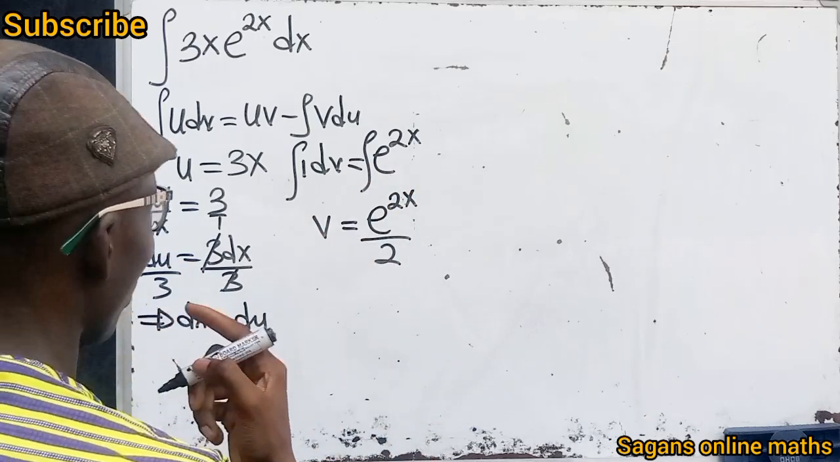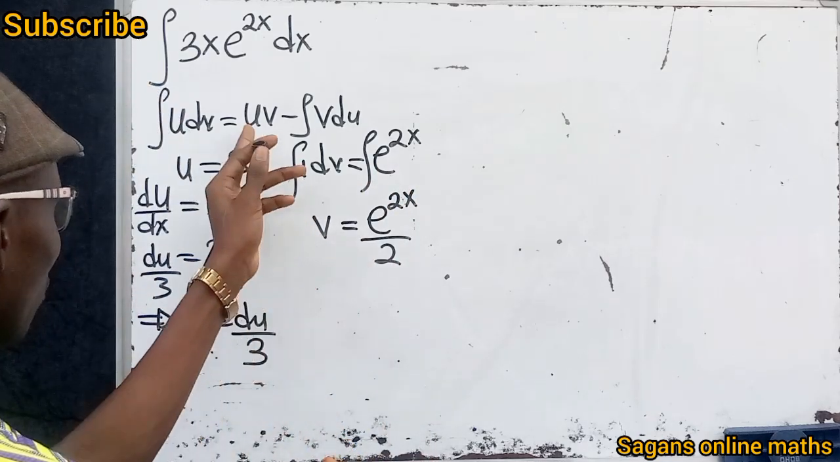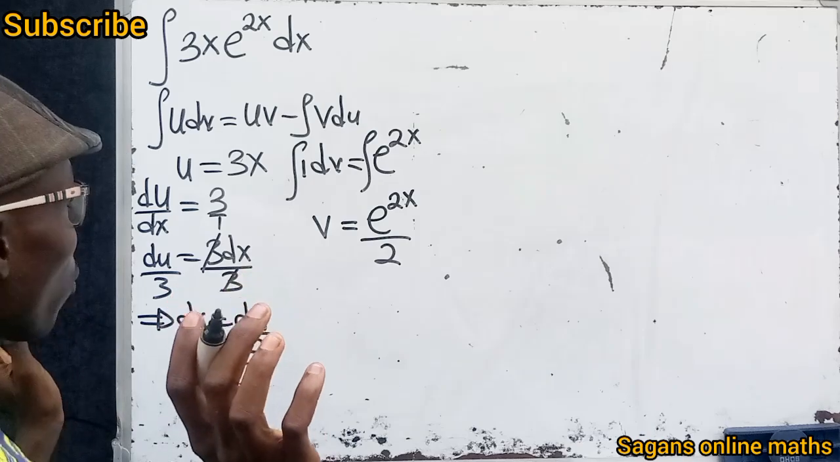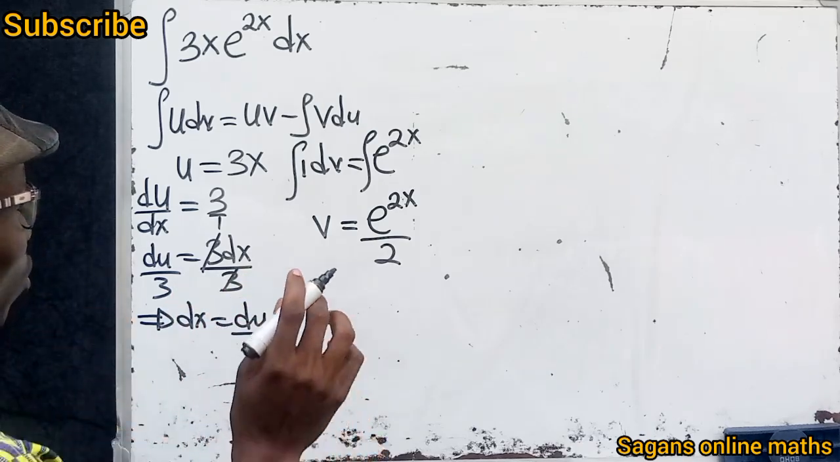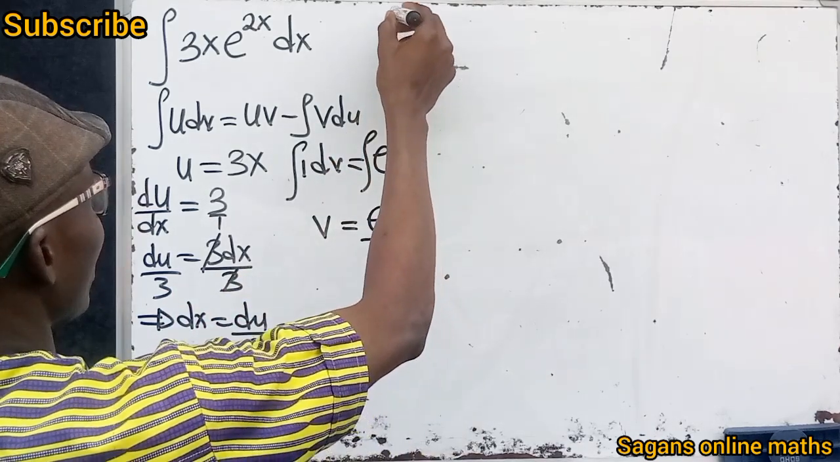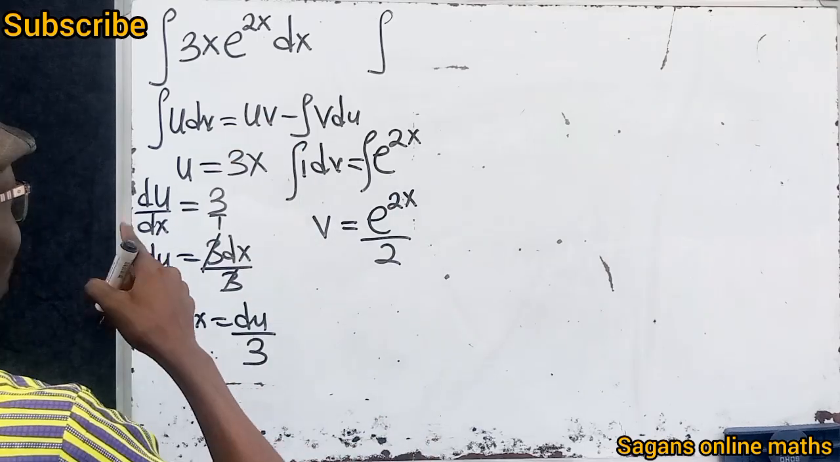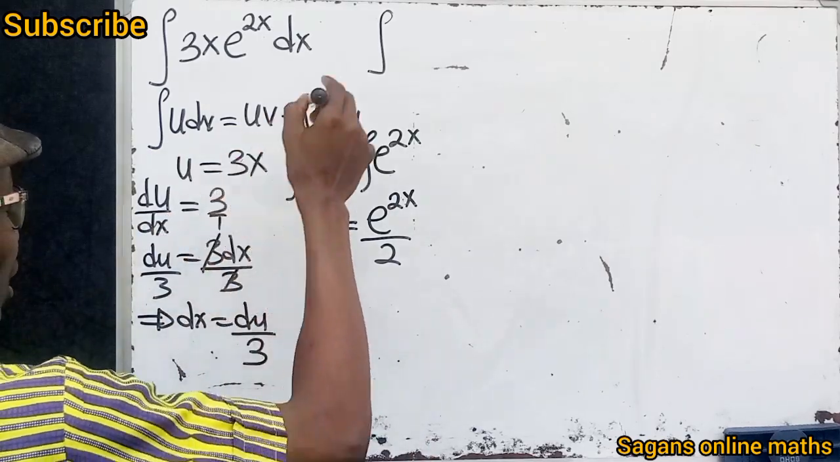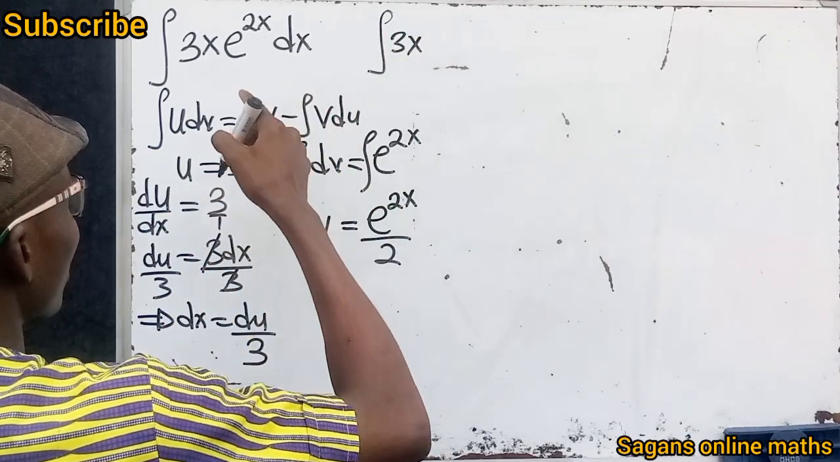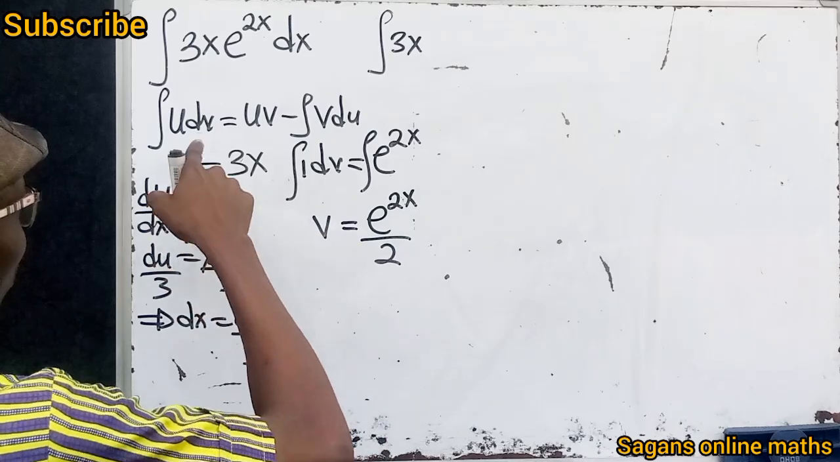Now let's go back to our question. What you have to do is just substitute the value you have got into this formula, and you are done. As simple as ABCD. Now let's go back to our question. Our question now is the integral. Now what is u? Look at u, and u is 3x. So I mean that this is 3x. And what is the v?